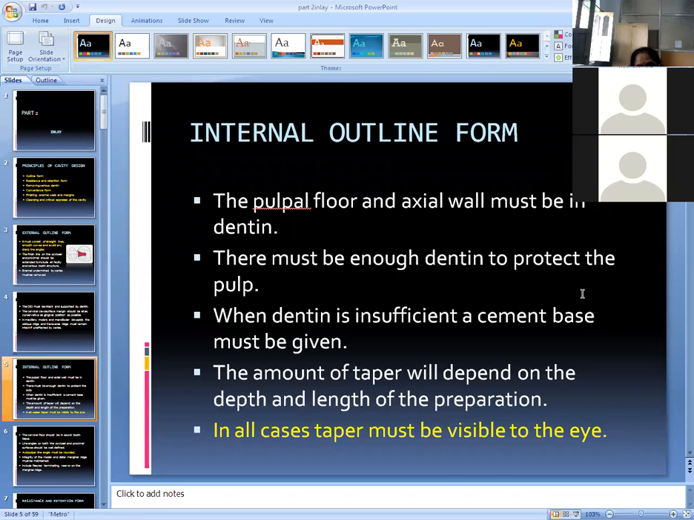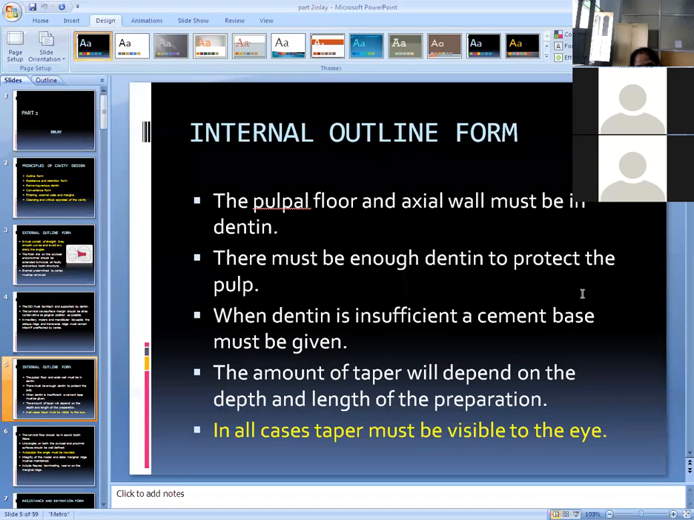Then next comes the internal outline form, meaning how the cavity should be when you prepare it. That also should be in your mind when you start the cavity. In this internal outline form, the most important thing for the inlay is the taper. The difference in the internal outline form for the amalgam and inlay should be like that, so that the taper should be visible to the eyes.